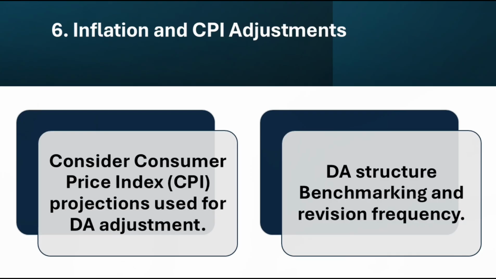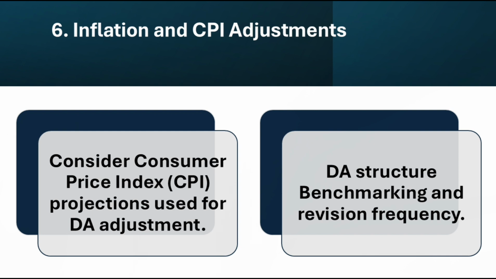Point number six, inflation and CPI adjustments. Consumer Price Index projections used for DA adjustment. Long term settlements in the cement industry generally factor in CPI movements while designing the DA allowance structure. Companies should evaluate projected inflation trends and determine whether DA revisions will be linked to CPI on a quarterly, half yearly, or annual basis.